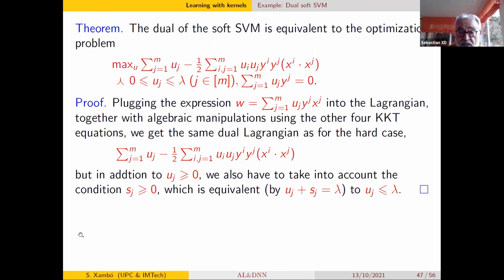The proof, as I said, is plugging the expression for W into the Lagrangian together with algebraic manipulations using the other four Karush-Kuhn-Tucker equations. And we get the same dual Lagrangian as for the hard case, this one. But in addition to uj bigger than 0, we have this uj less than or equal to lambda, as I said before.